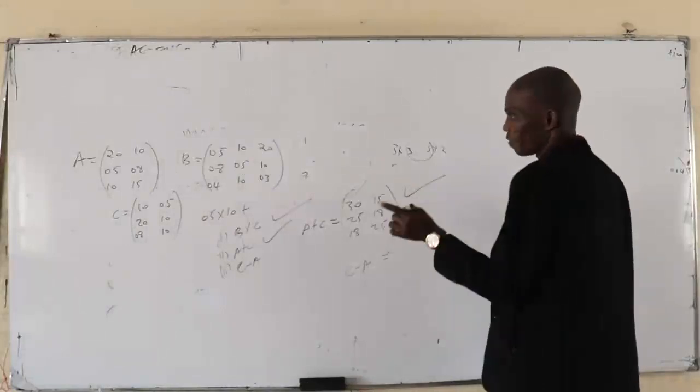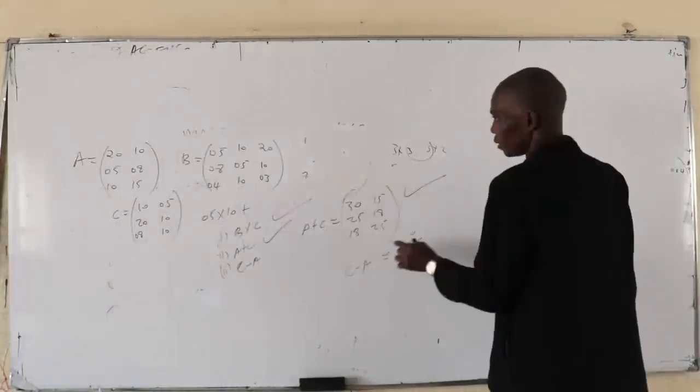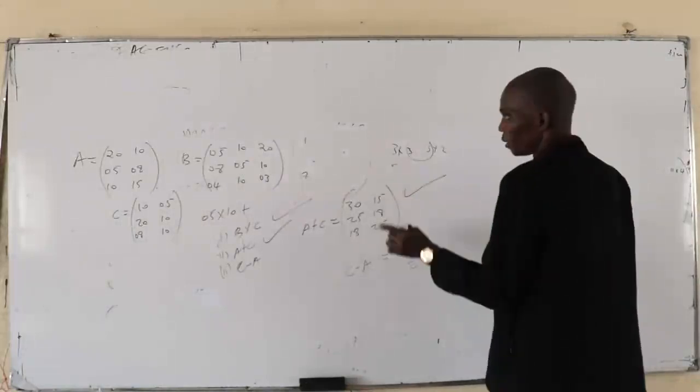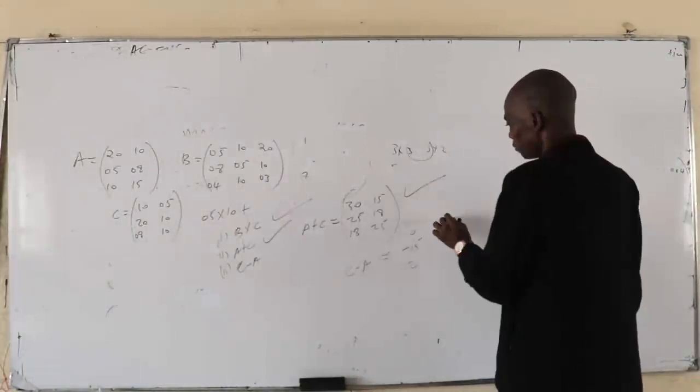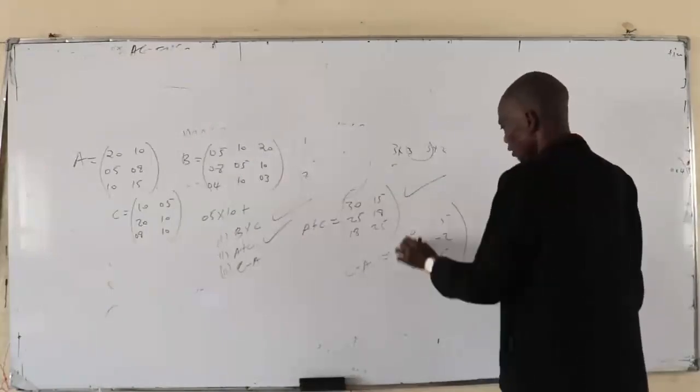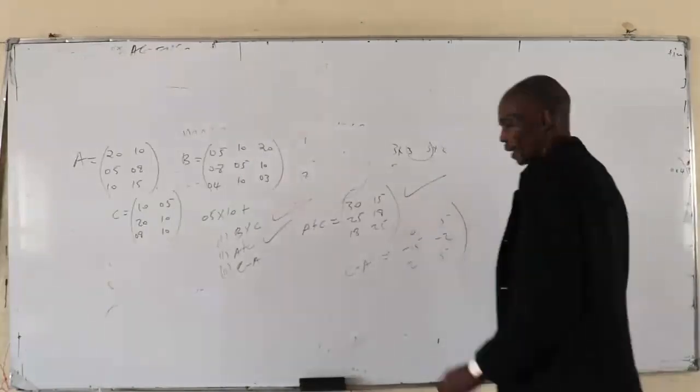5 minus 20 is negative 15. 10 minus 8 is 2. 10 minus 5 is 5. 8 minus 10 is negative 2. And 15 minus 10 is 5. And so that gives you the matrix addition and subtraction.